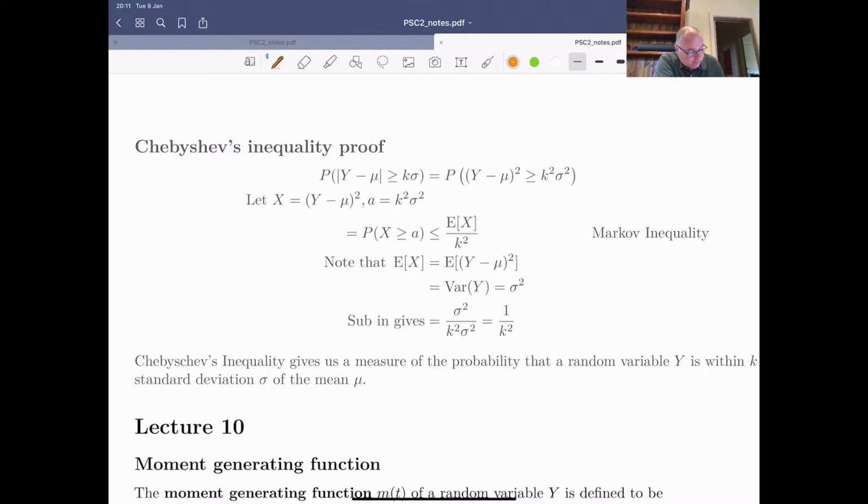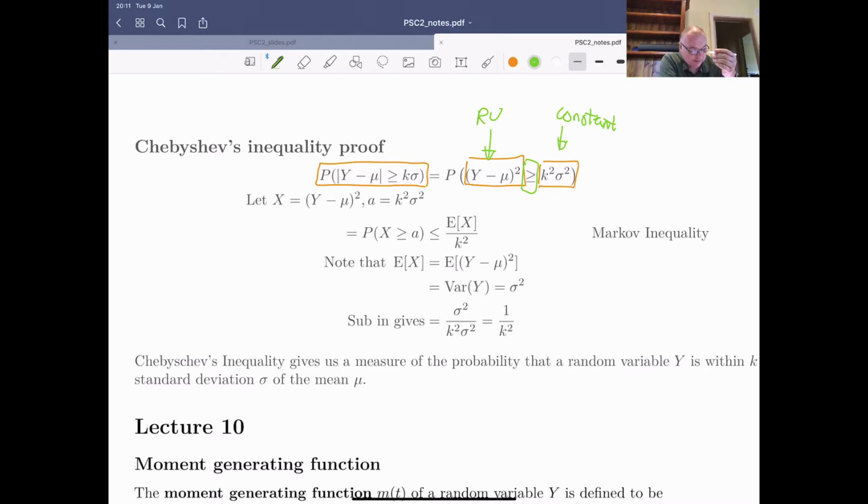So, again, let's start off with our standard at the left. Now, I don't know about you, but I find absolute values hard to deal with. And the best thing we can do is we can square it and get rid of it, because I can deal with squares. So what I've done here is we've just squared both sides of the inequality. It hasn't changed the inequality. So now, instead of the absolute value of y minus mu, we have y minus mu squared. And this time when we squared it, we had k squared sigma squared. Now, we've got the probability that some random variable is greater than some constant. So it's starting to look like we could use Markov's inequality.